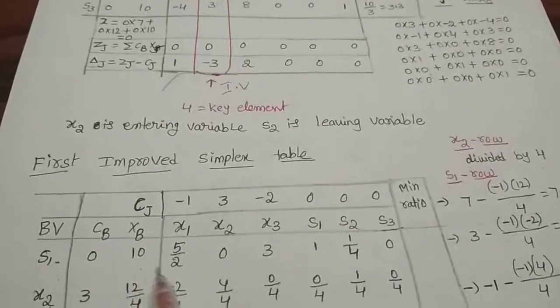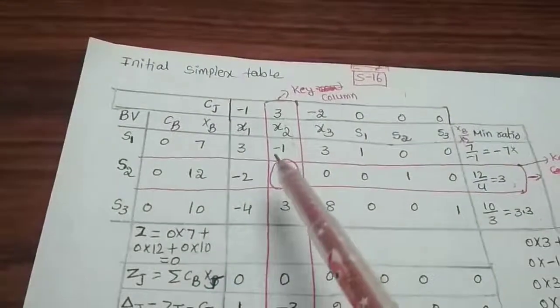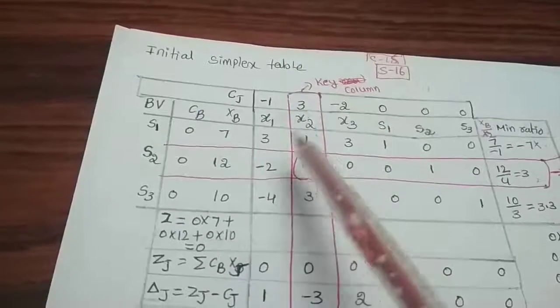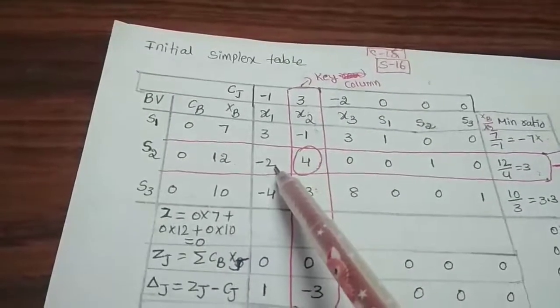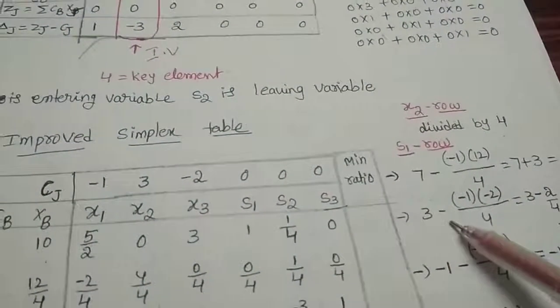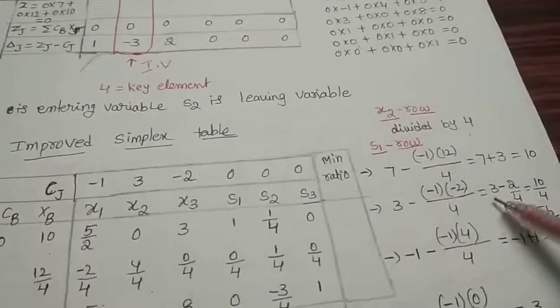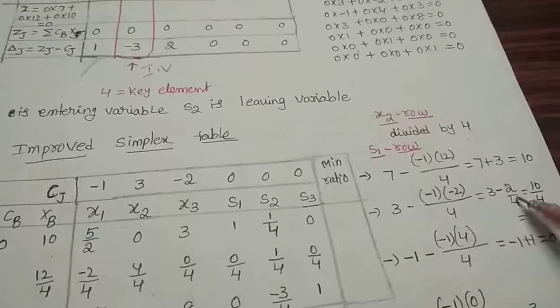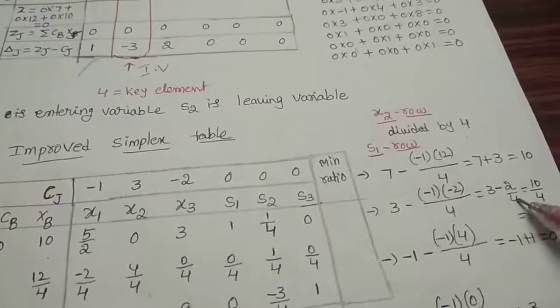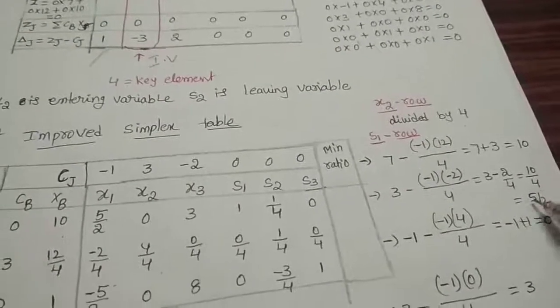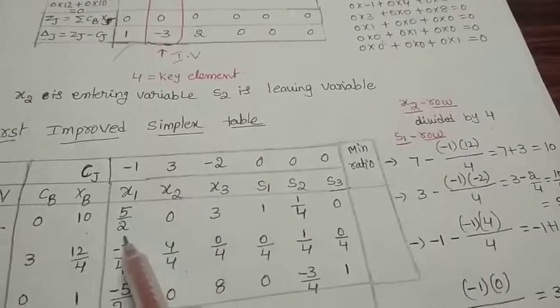Coming to the second new element, how did we get 5 by 2? Here 3 is the old element, the corresponding key row element is minus 1, the corresponding key column element is minus 2, and the key element is 4. I have given it clearly here: 3 minus the corresponding key row element minus 1, into minus 2, divided by 4, that equals 3 minus 2 by 4. Calculating the LCM 4, 4 threes are 12, minus 2, that equals 10, 10 divided by 4, 2 fives are 10, 2 twos are 4, so 5 by 2.